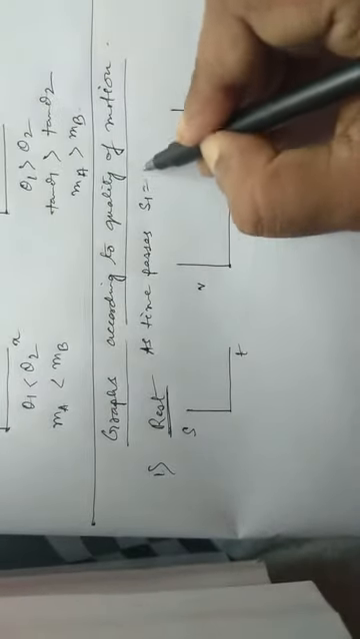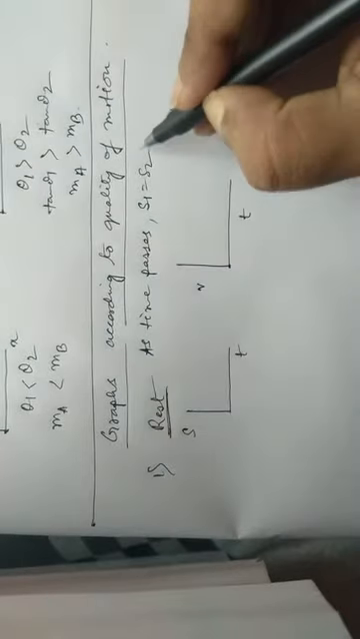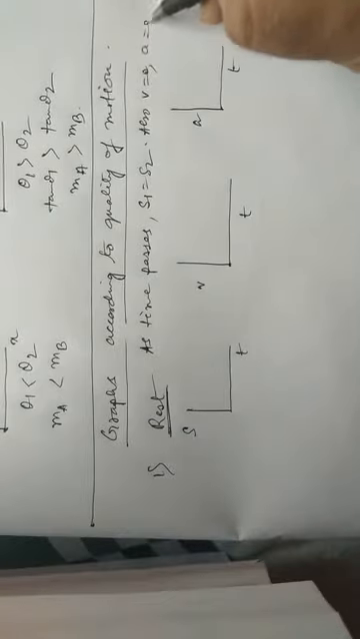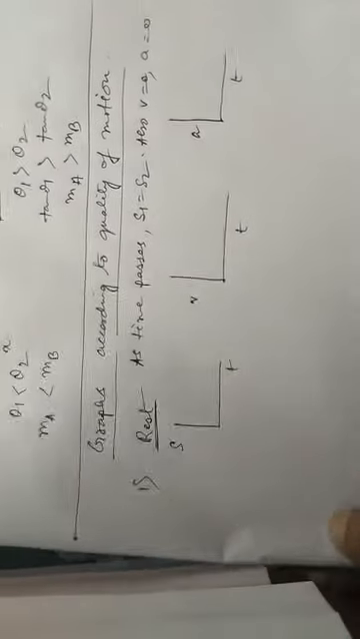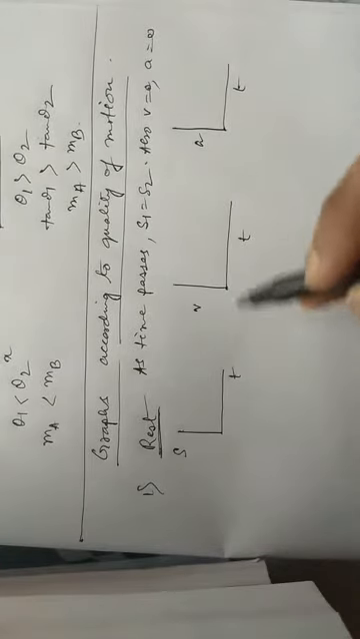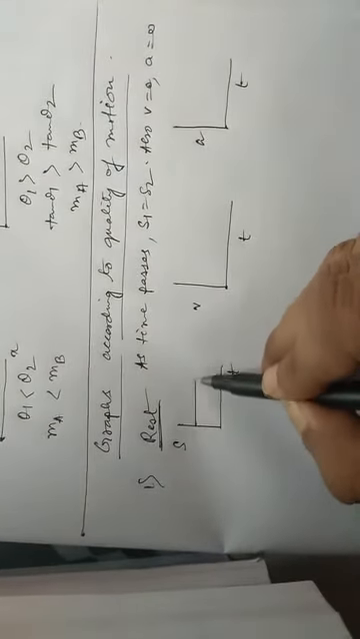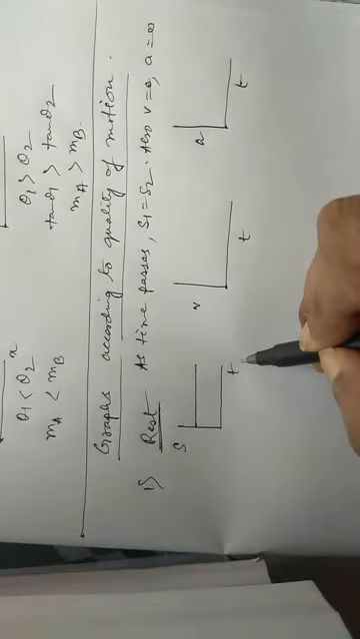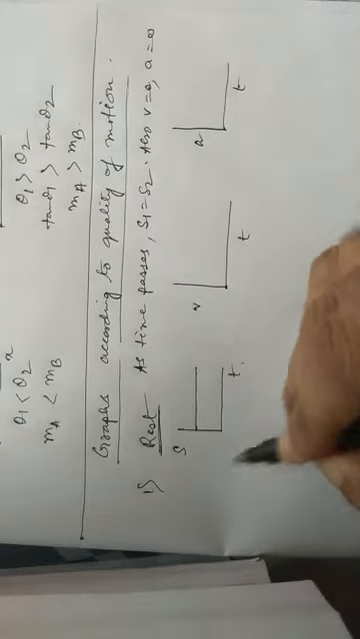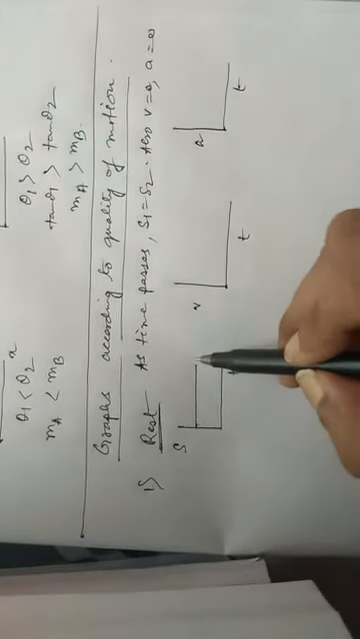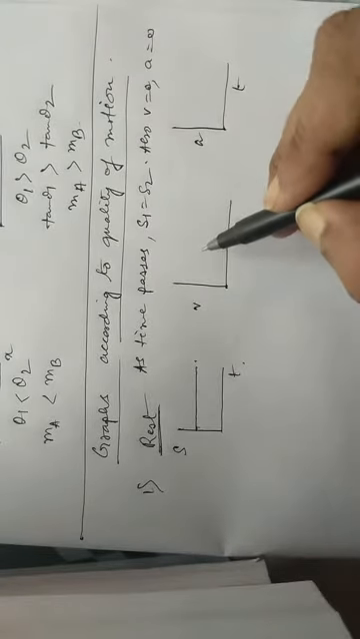That means S1 is equal to S2. Also, V is equal to 0, A is also equal to 0. Velocity is 0, acceleration is meaningless. So, if you draw a straight line parallel to the x-axis or the time axis, or rather the independent axis, this represents a graph of a particle at rest. This graph will remain blank, this graph will also remain blank.